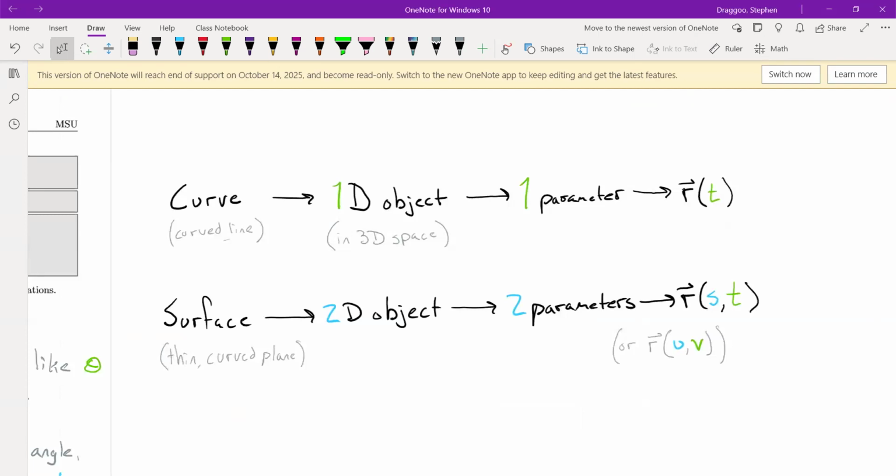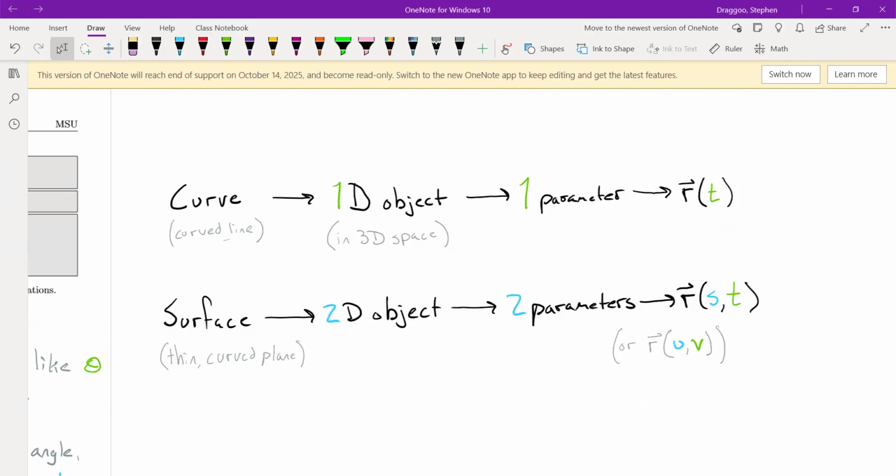I want to start by clearly establishing the difference between the two kinds of parameterizations we're doing. When we were looking at curves, those are a curved line, but importantly, they are a one-dimensional object that's existing in three space. So I've got just a line and it might be curving through three space, but it's still just one line. It's got one dimension, which means I can describe the entire shape using only one parameter.